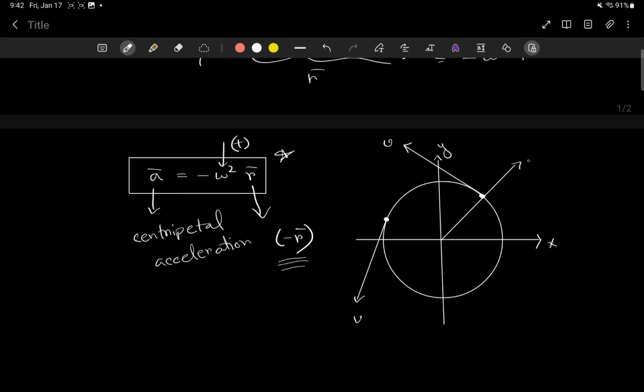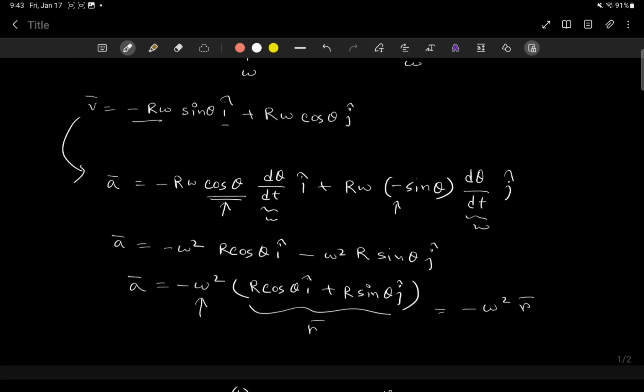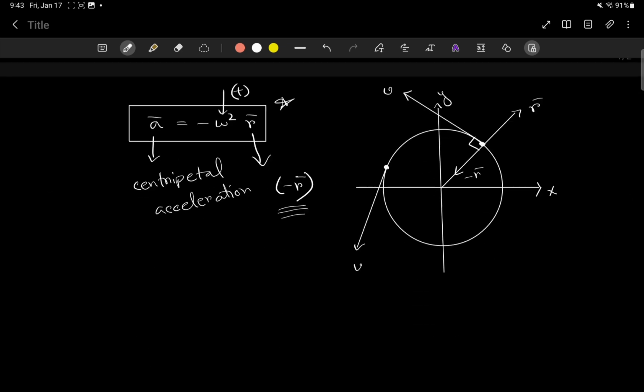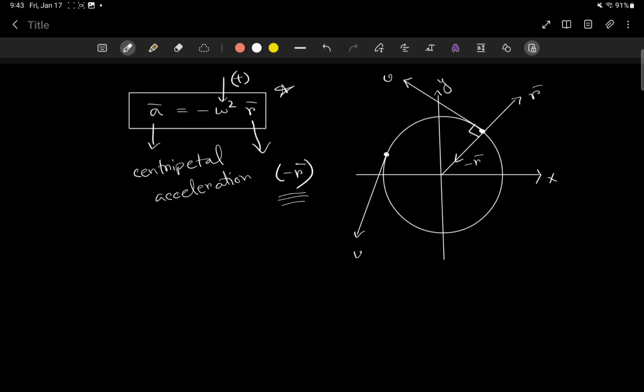Okay, this should be good enough. This is r vector, and this is minus r vector. Of course the acceleration we need will be perpendicular, as v is tangential and r is the radius, so they are going to be perpendicular to each other. Or you can use a dot product: you can just dot these two, v and a, and you will find 0. So regardless, it's going to be perpendicular. You can do it mathematically as well.